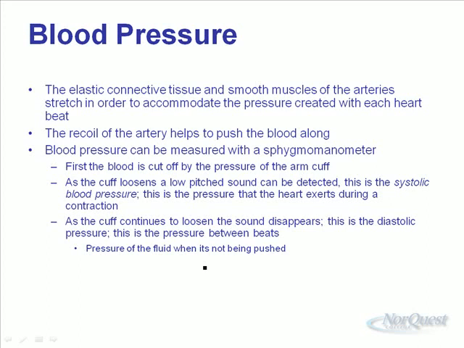It's the pressure the heart is putting on blood vessels every time it contracts. So the heart contracts, it pushes on the blood vessels in your arm, the blood vessels push on the cuff, and that is measured at a certain pressure.